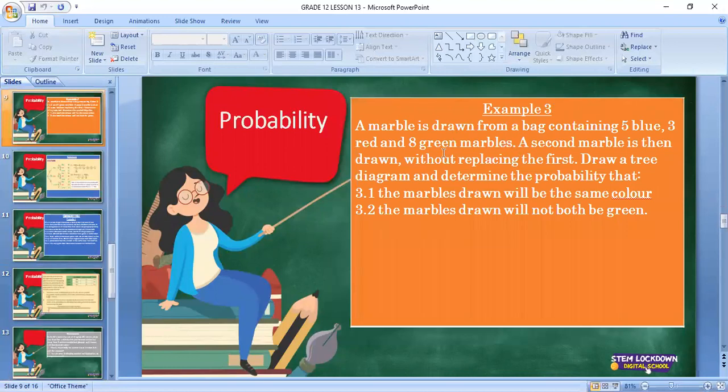Let's see another example. A marble is drawn from a bag containing 5 blue, 3 red, and 8 green marbles. A second marble is then drawn without replacing the first. Draw a diagram and determine the probability that 1, the marbles drawn will be the same color, 2, the marble drawn will not be green.